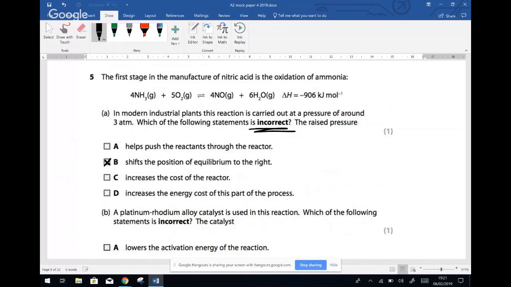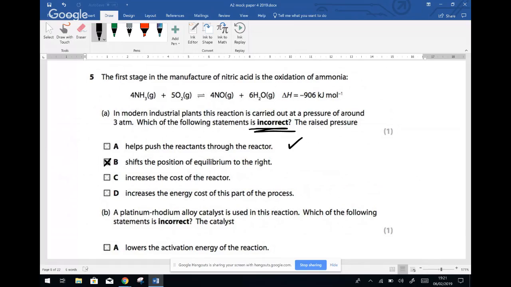If I raise the pressure, it helps push reactants through the reactor. That is true. It's one of the reasons why you do raise it. What you have to imagine here is, if you have a system at pressure already and then go, oh, hang on, guys, we're going to raise the pressure, how are you going to do it? What you're going to do is push the gas in at a higher pressure, and it'll push it through the reactor. So that is true.